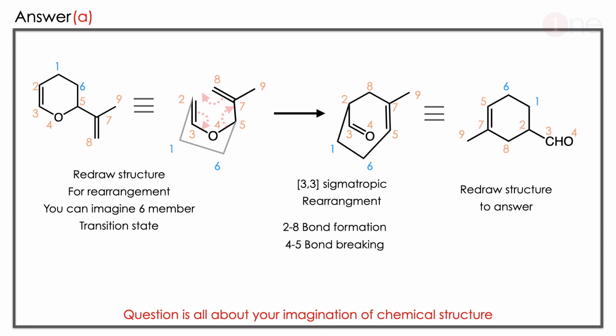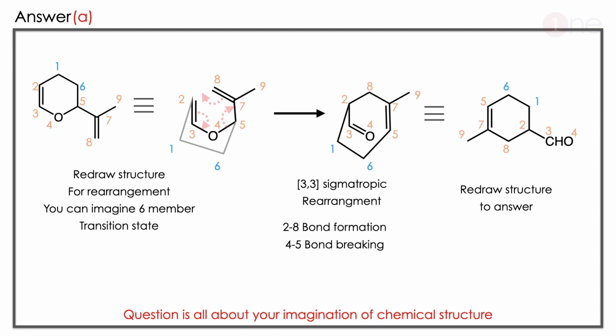So the system is perfect for the sigmatropic rearrangement. So the 3,3-sigmatropic rearrangement occurs. The 2-8 bond formation occurs and the 4-5 bond is breaking. So the 4-5 bond breaks and you have the carbonyl there. Then if you rewrite the equivalent, you have a 6-member ring with aldehyde outside.